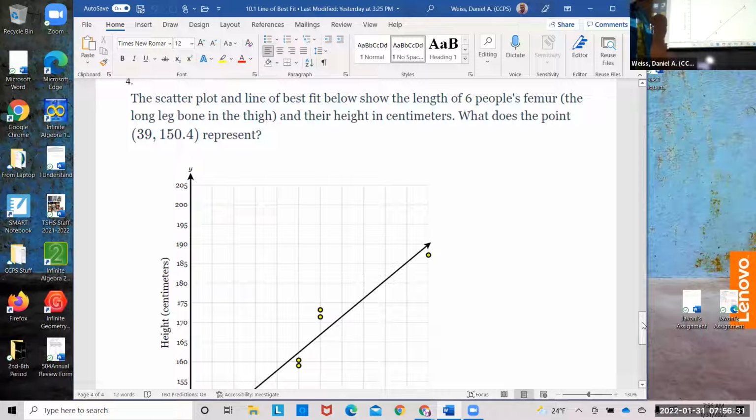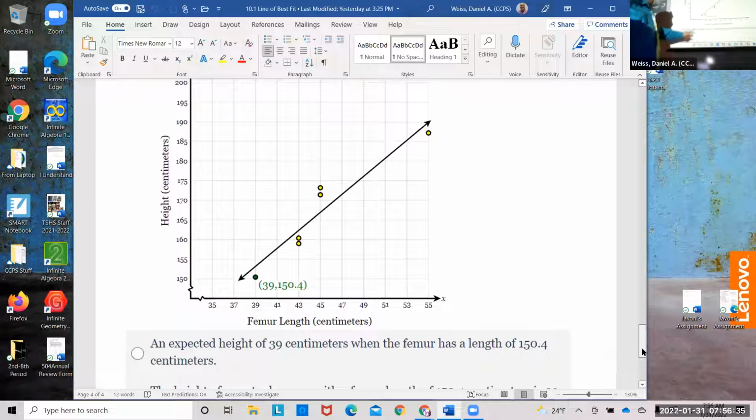All right, well, let's see. At the bottom here, it says femur length. Okay, so 39 is going to represent femur length. Nod your head if you understand what I'm saying. Okay, and then this is going to represent height, how tall you are. So 150.4 is going to represent height of a person, right? So femur length and height of a person. All right.